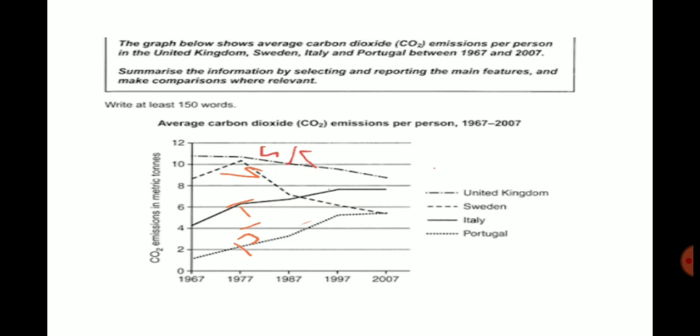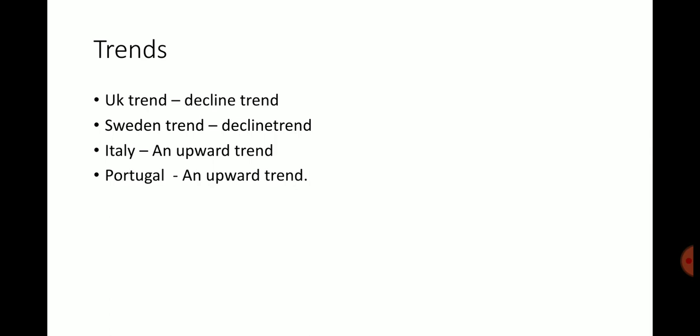In this image, UK and Sweden are showing a similar trend, that is a decline trend, because both nations' carbon dioxide emission is declining. And Italy and Portugal are showing the reverse trend, the opposite trend to UK and Sweden, because their emission is going up. So we have to keep in mind: UK, decline trend; Sweden, decline trend; Italy, an upward trend; Portugal, an upward trend.